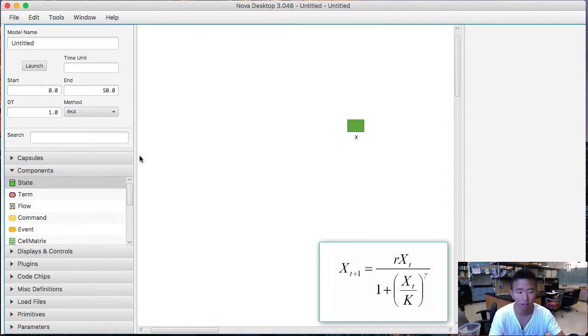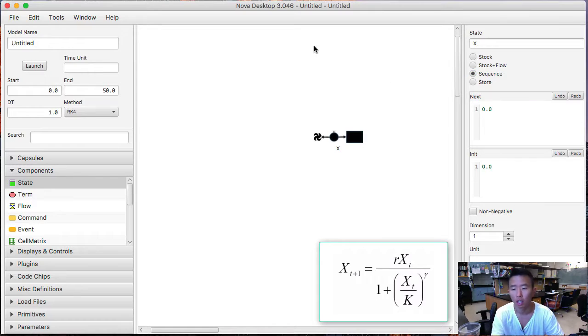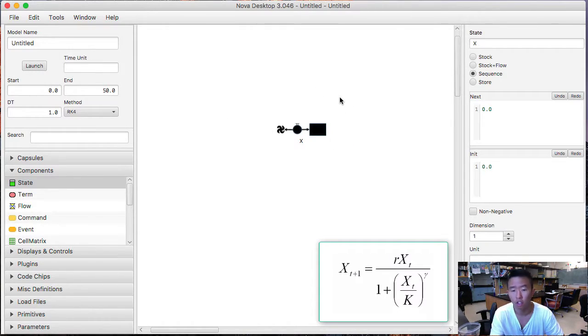Call it x again. And here, what we're going to do is press something called sequence. Basically, this is necessary for making discrete time frame models. So when it's in sequence, at each time step the stock assumes the value of the flow. So the stock is going to assume the next time step, which is x of t plus 1.